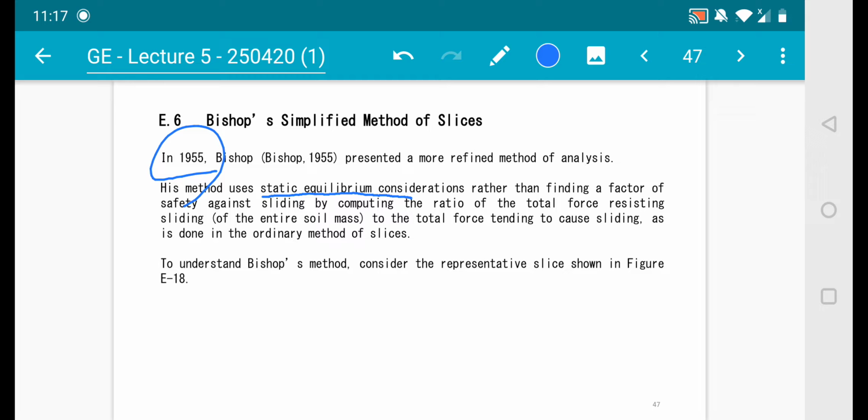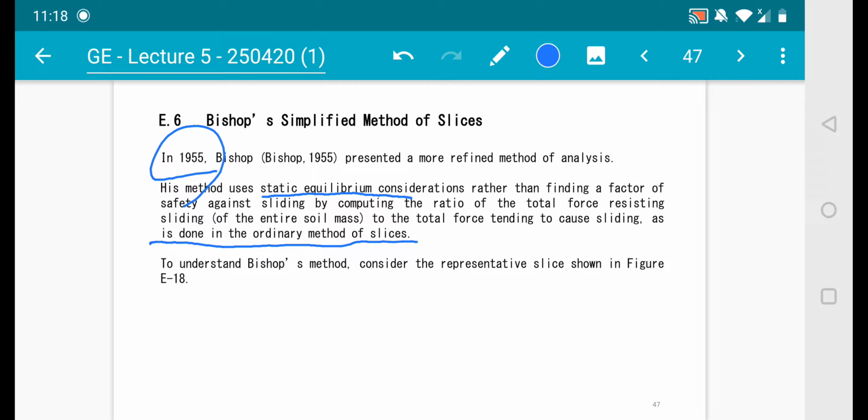So his method uses static equilibrium consideration rather than finding a factor of safety against sliding by computing the ratio of the total force resisting sliding to the total force tending to cause sliding, as is done in the ordinary method of slice.